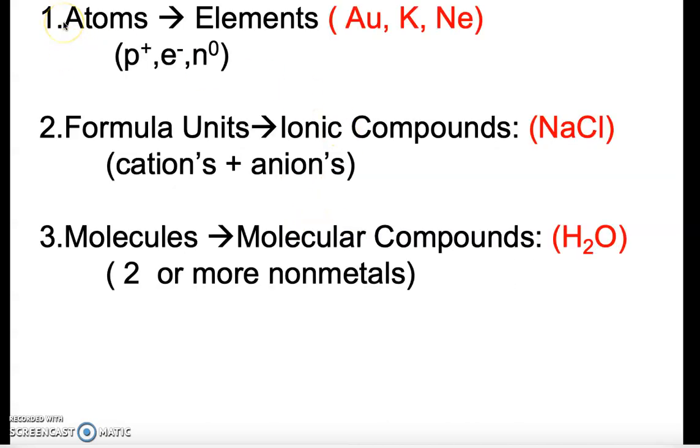The first type is atoms, which are elements like, say, gold, potassium, and neon. Any element is going to have the name atoms. Formula units is another type of representative particle. It's basically an ionic compound, like your metal and non-metal, sodium chloride. So it's your cations plus anions. That's a formula unit. Now the third type is molecules, or molecular compounds, which are your non-metal, non-metal.